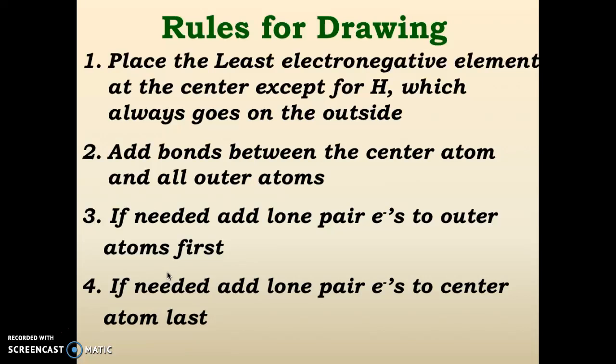Rules for drawing. When we get to drawing the Lewis dot structure, the least electronegative element is going to go in the middle, excluding hydrogen. You add bonds to the center atom, and if needed, we add our lone pairs to the outer atoms first, and then the inner atom. And this is going to make a lot more sense once we draw our Lewis dot structure.